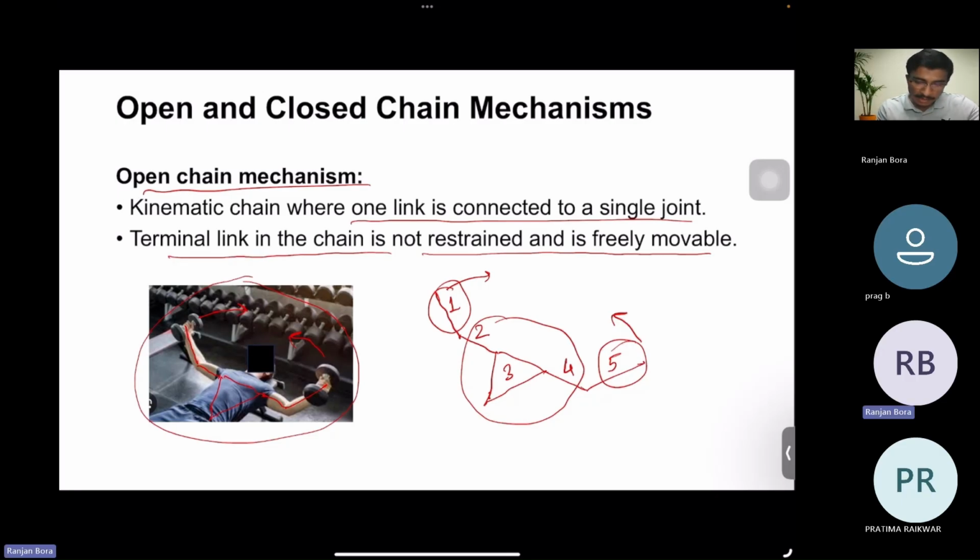Why is it not a terminal link? Because between links 1 and 2 there is one joint, the elbow joint. And here there is the shoulder joint. So each link is connected by one joint.